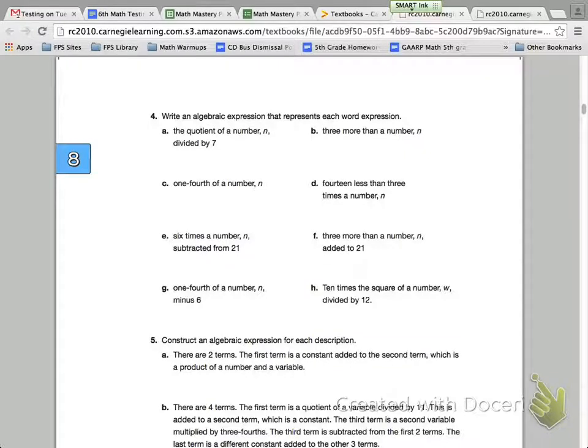So problem 4 says write an algebraic expression that represents each word expression. It says the quotient of a number n divided by 7. Now remember, I can write this as a fraction, n over 7, because a fraction bar means divide. So my algebraic expression would be n over 7. What I'd like you to do next is to finish B through H. So take a moment, finish B through H.